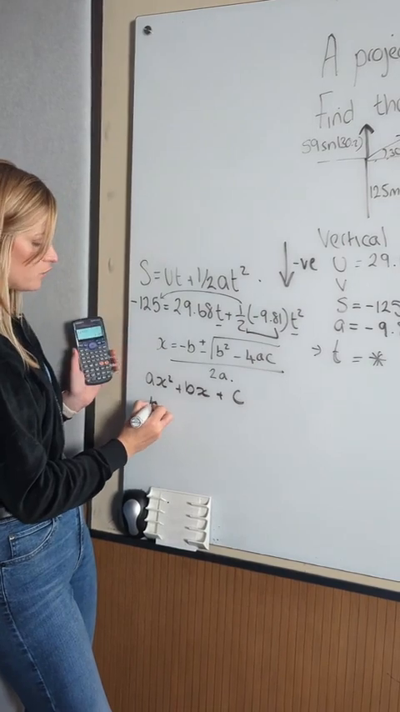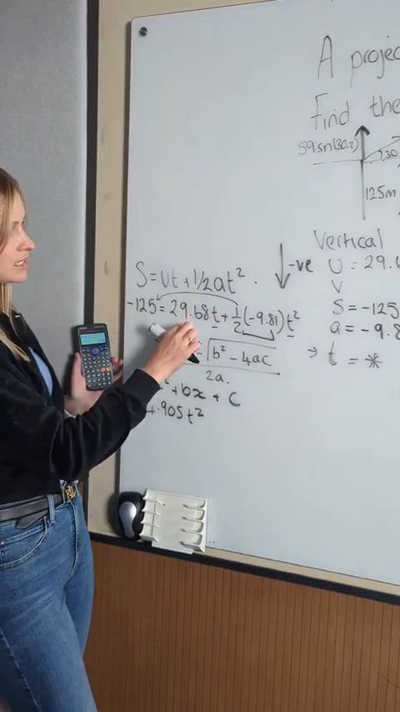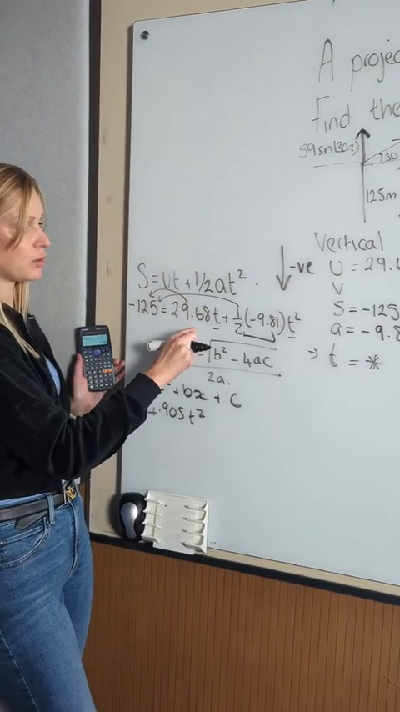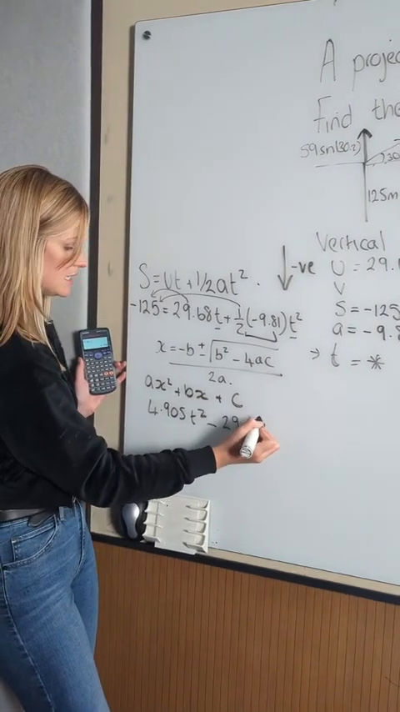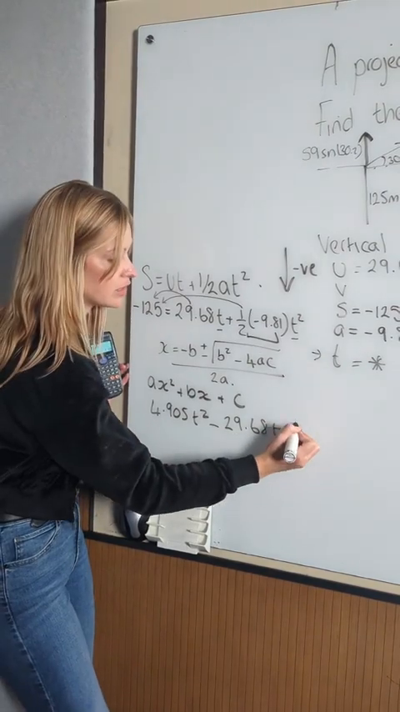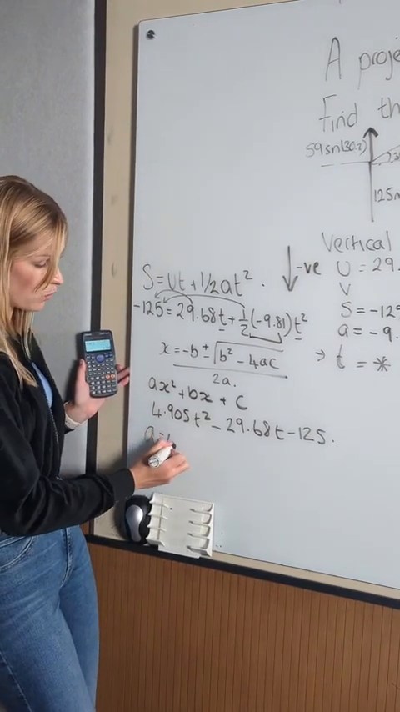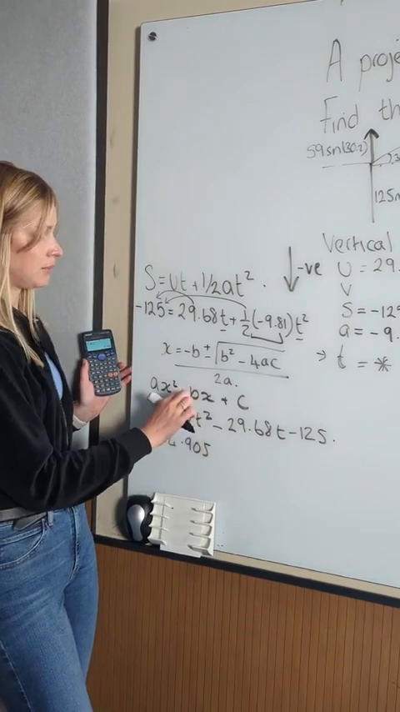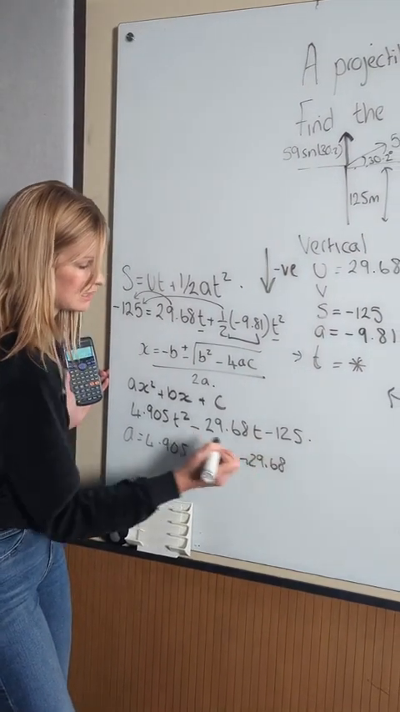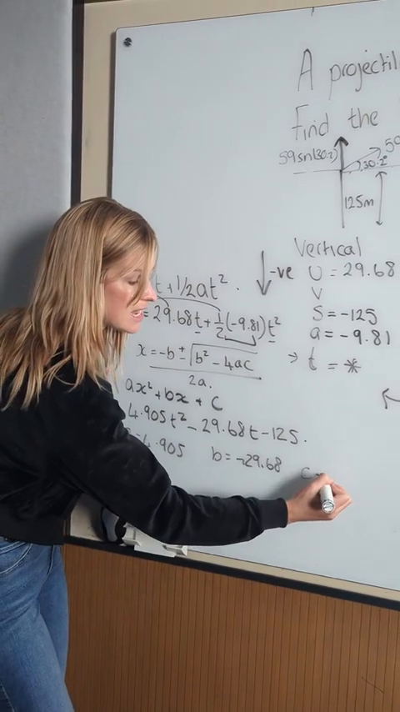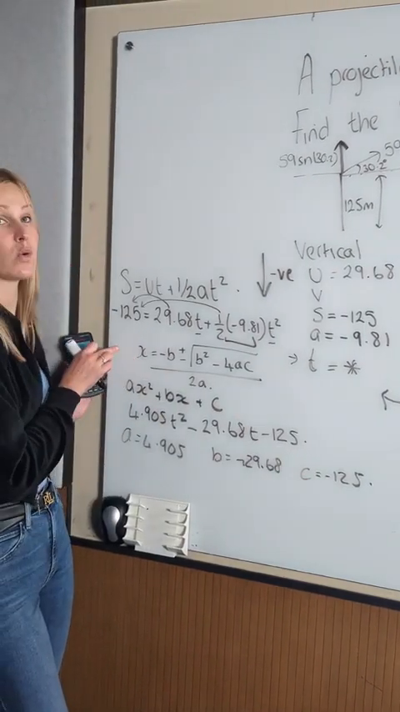So what I have is 4.905 times t squared. Again, I'm going to take this over the magic bridge. So it was positive, it now becomes negative. Take away 29.68, and I've got a negative 125. So what I can see here is that my A is 4.905, my B is negative 29.68, and my C is negative 125. So that's the data, or the values, that I pop into my quadratic equation.